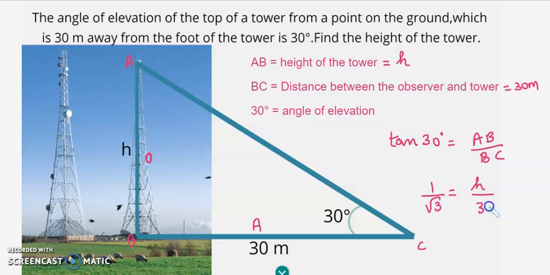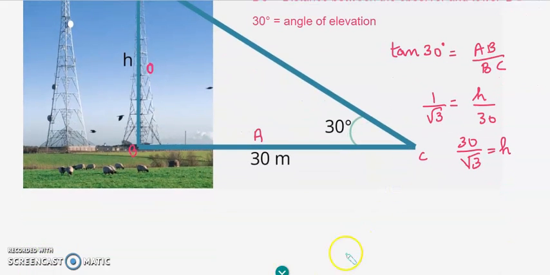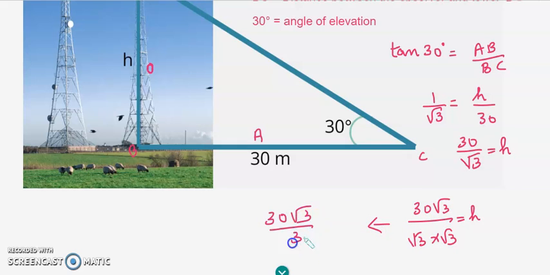So let's shift the 30 to the other side. You'll get 30 upon square root 3 is equal to H. So we'll do the rationalization and we'll get our answer. When you do the rationalization, it will be 30 root 3 upon root 3 times root 3, equal to H, right? So that will turn out to be 30 root 3 divided by 3.